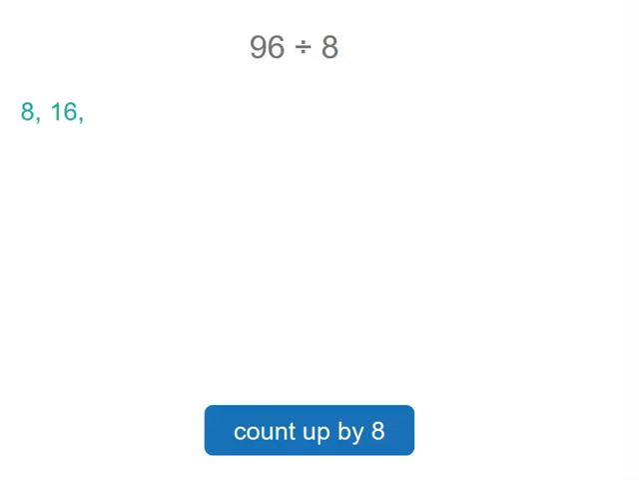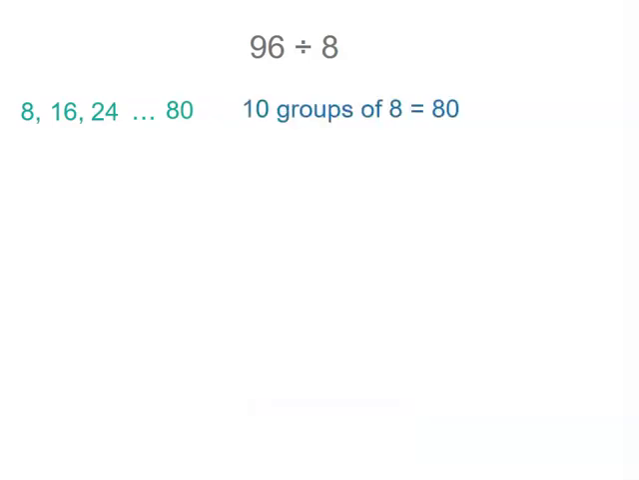8, 16, 24. Well, hang on, I'm going to go to 80 because I know that 8 tens are 80, and that's smaller than 96. So the fact that 10 groups of 8 are 80 means I've actually nearly found out how many groups of 8 I need. I don't have to add on much more. I've got 96 and I've already counted up to 80, so 16 left.